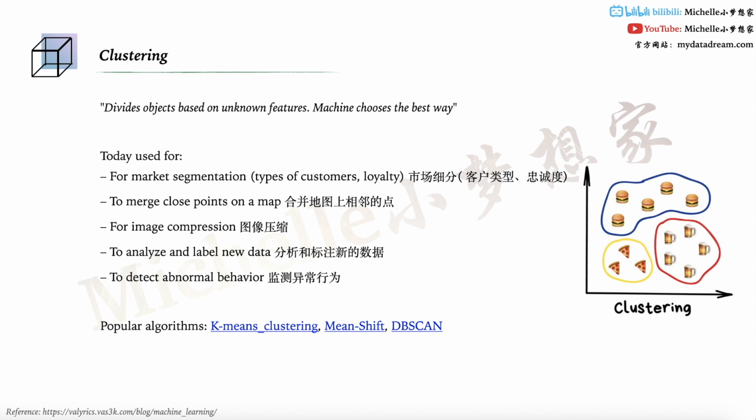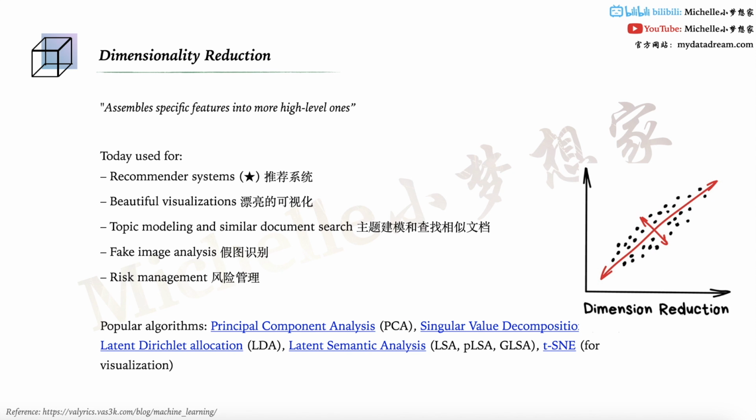Another category of algorithms is clustering, and from here it is all about unsupervised learning. This type of algorithm can help you find potential connections by classifying data based on unknown features. So clustering is often used for market segmentation, merging close points on a map, etc. And the popular algorithms are k-means clustering, mean shift, or DBSCAN.